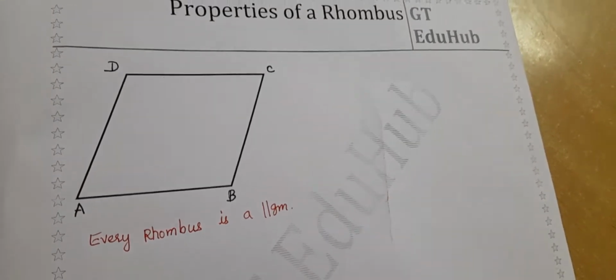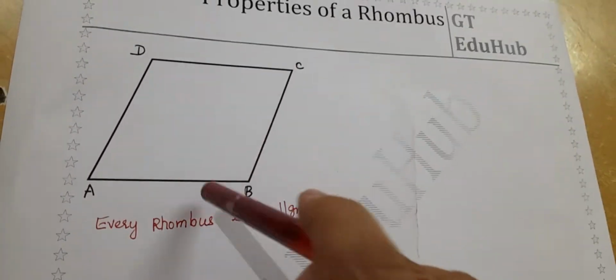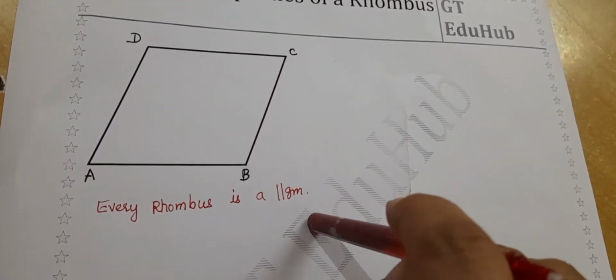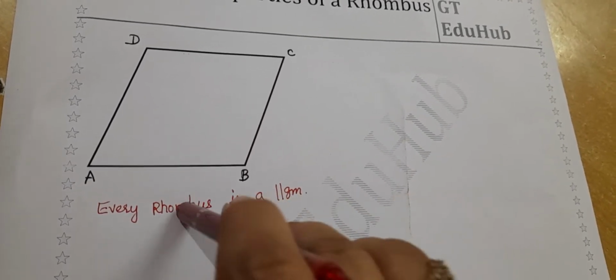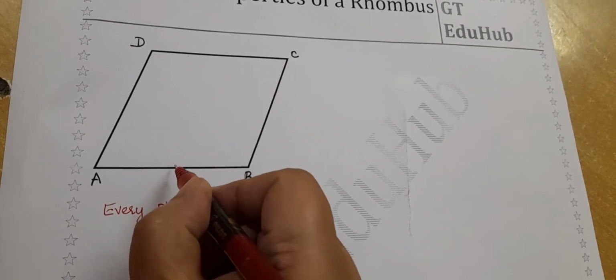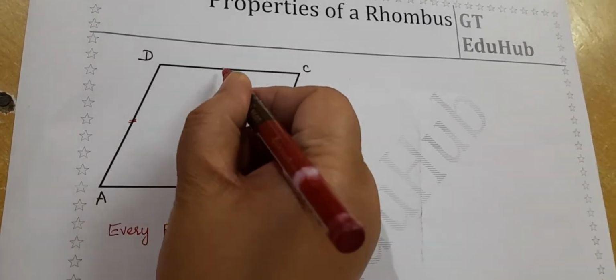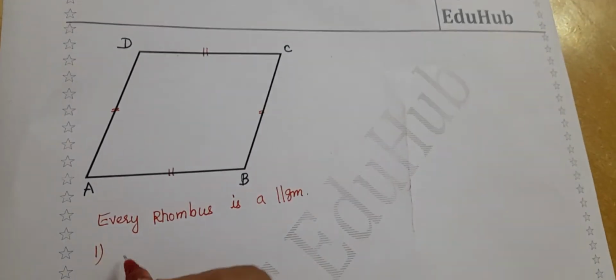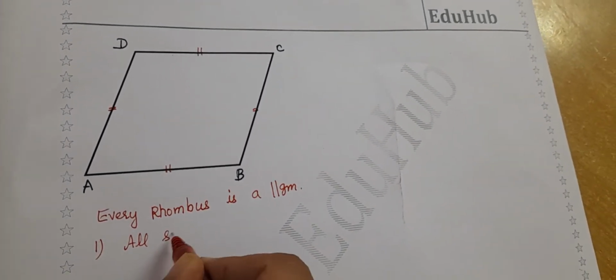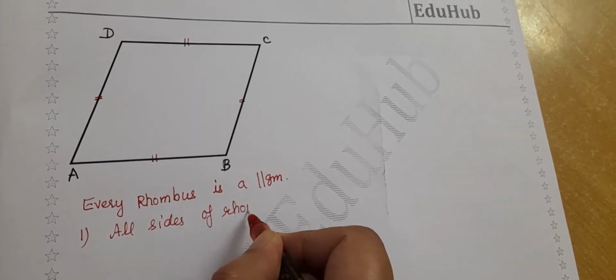Any figure which has four sides is called a quadrilateral, and if in any figure opposite pair of sides is equal and parallel, then it is called parallelogram. And what is the difference between rhombus and parallelogram? In rhombus, all the sides are equal. This is our first property. In rhombus, all sides are equal, just like a square.